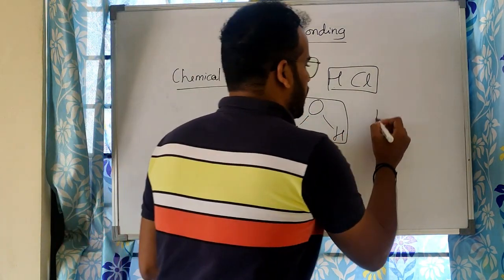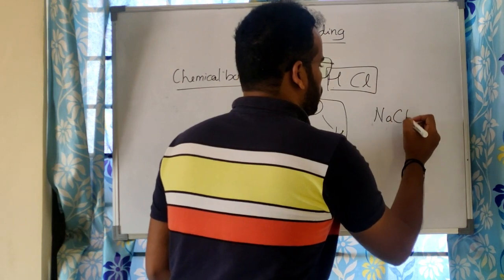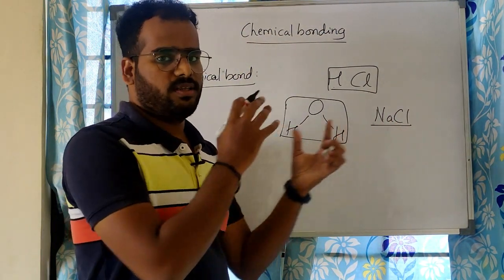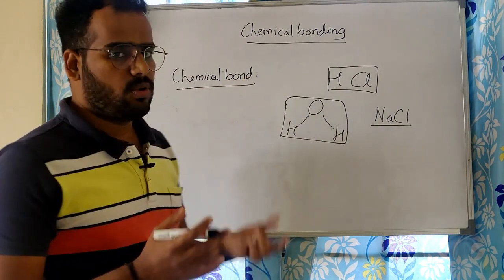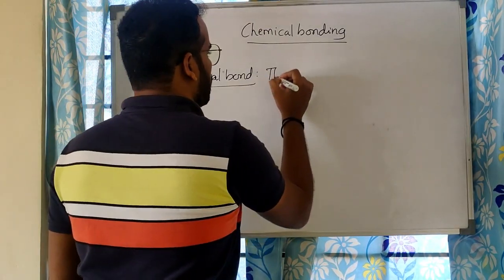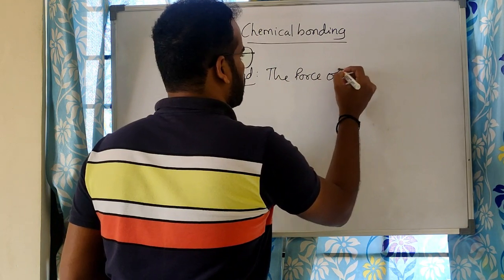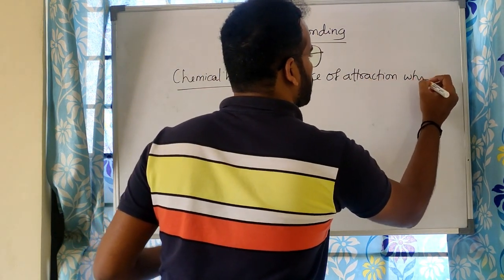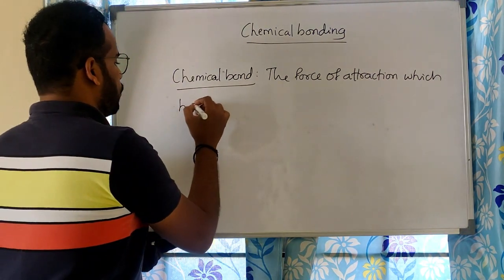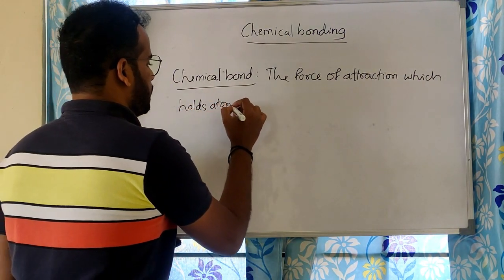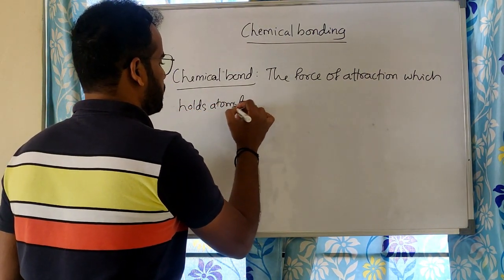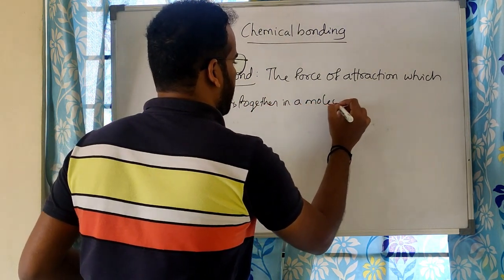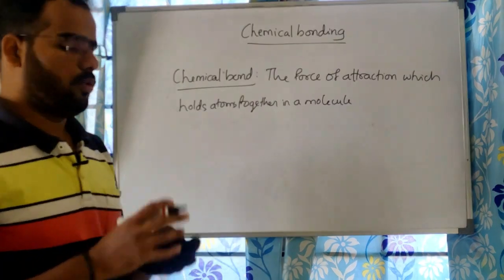Not only this, you take our table salt, sodium chloride. Some kind of force of attraction is holding them together. So that is a chemical bond. So if you define the chemical bond, it is the force of attraction which holds atoms together in a molecule. So that will be the chemical bond.